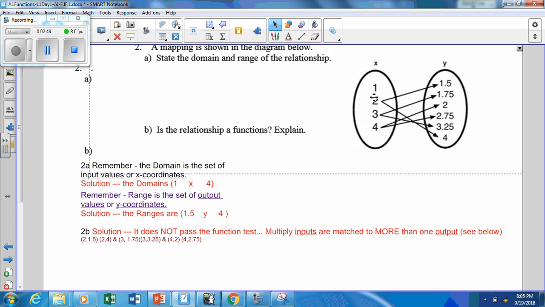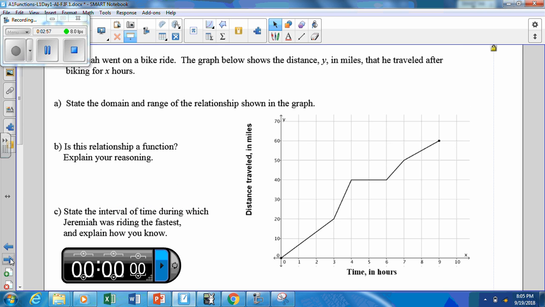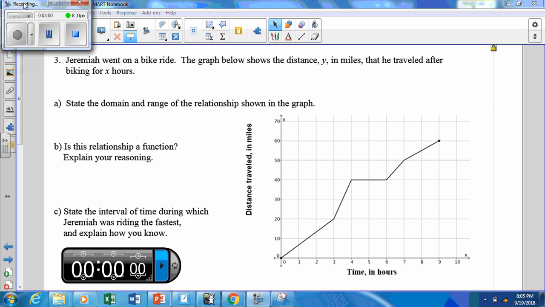All right, let's move on to the next question. All right, this is an interesting question. Let's talk about it. We got Jeremiah here. He's on a bike ride. The graph shows his bike ride. So let's look at it. So after 20 miles, he's been riding for 3 hours. After 40 miles, he's been riding for 4 hours. And after 60 miles, he's been riding for 9 hours.